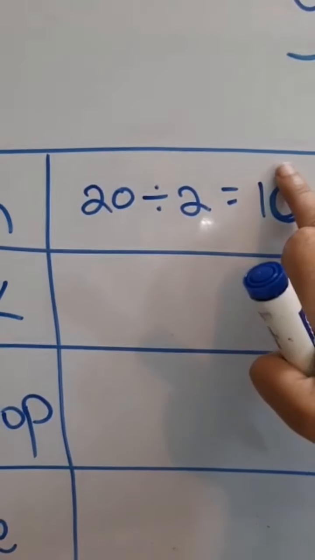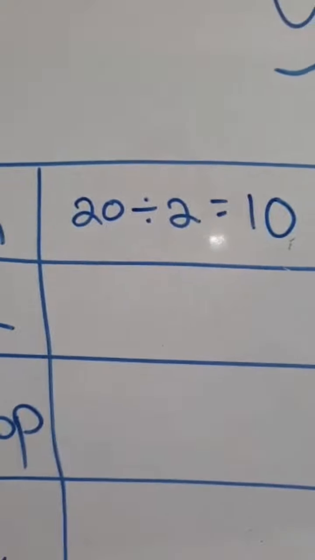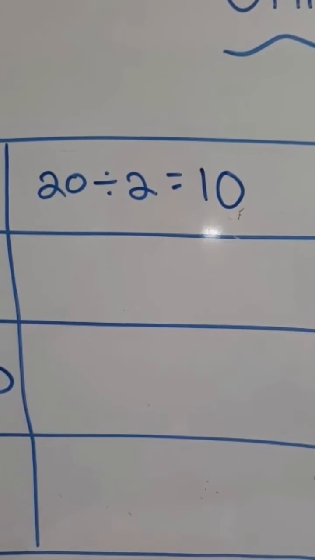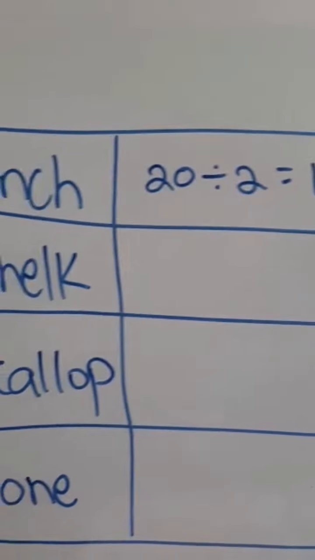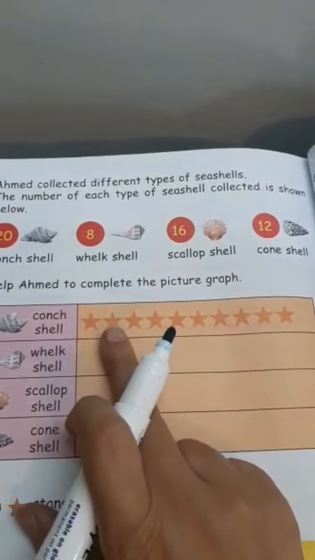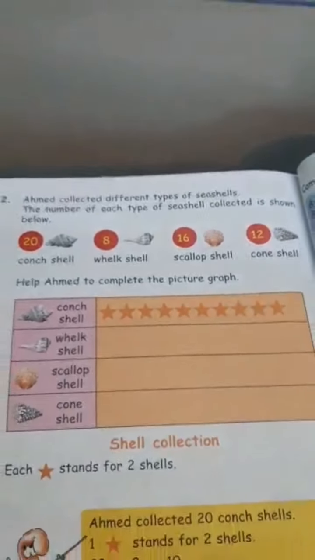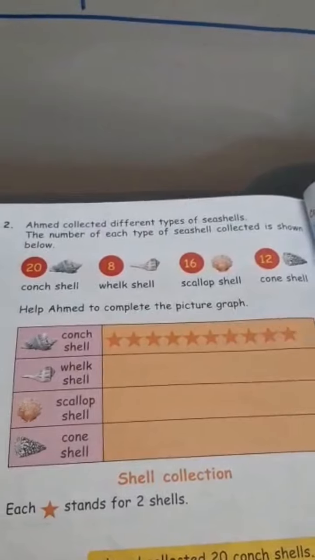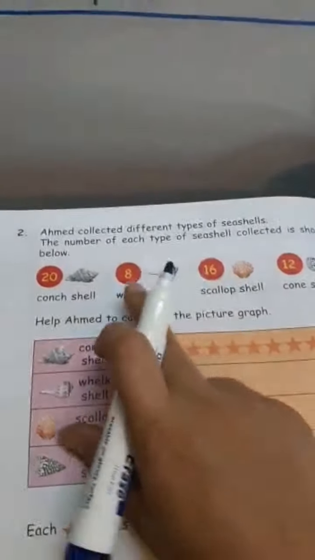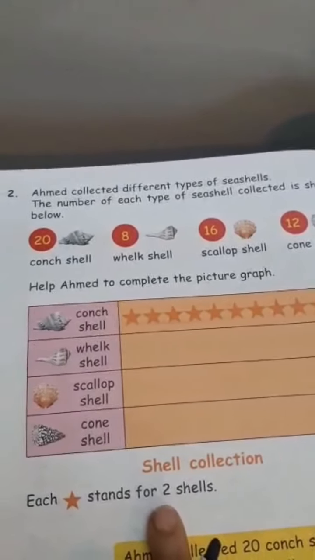Okay, sorry about that. Let's fix it up. 10. So 10 stars represent the conch shells. Now here we can see he made 10 stars. 1, 2, 3, 4, 5, 6, 7, 8, 9, 10. Okay? The second one is a whelk shell. 8 he found. 2 is the scale.